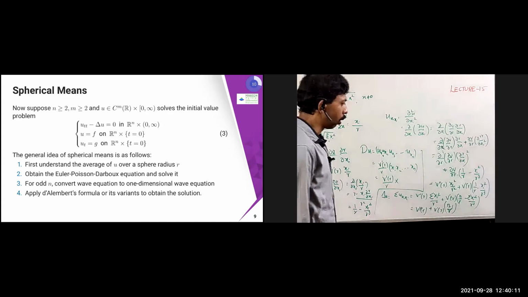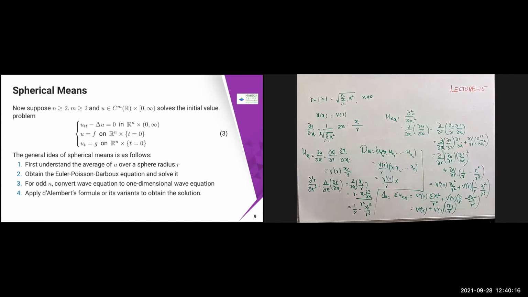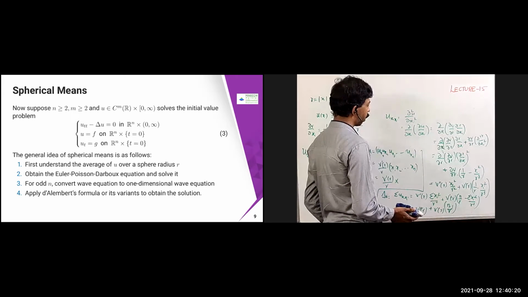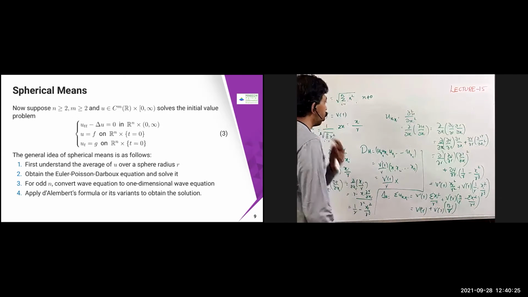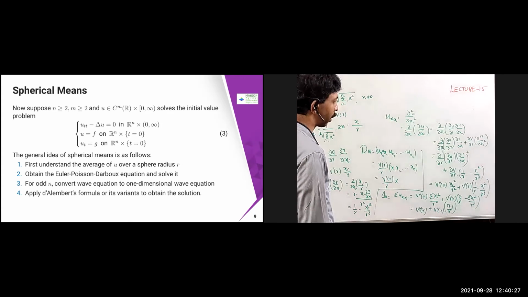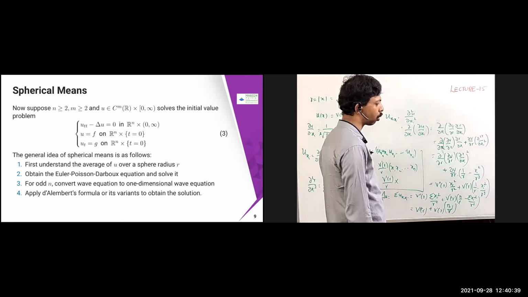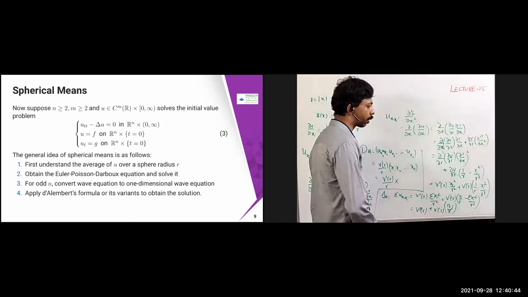Okay, so with this we are going to solve something, the thing called the Euler-Poisson-Darboux equation. Let us see that. We already solved the case u_tt equal to u_xx. Now I'm going to take n greater than or equal to 2, which means my domain is n-dimensional space, and my u belongs to C^m where m is also greater than or equal to 2, which is going to solve this initial value problem.